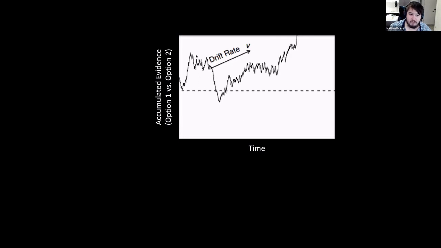So anything above this line is evidence for option 1, and the higher it is, the more evidence it is for option 1. And anything below the line is evidence for option 2. And the further below the line it is, the more evidence there is for option 2. Now there's certain parameters of these models, right?